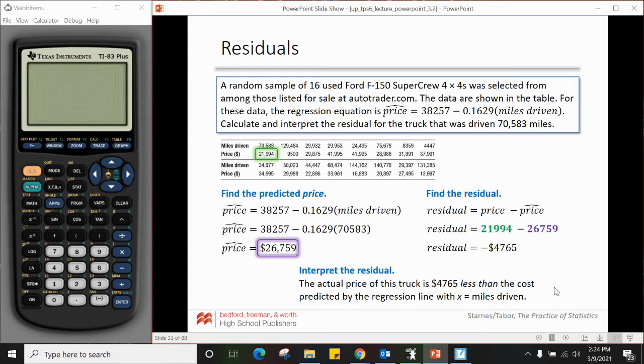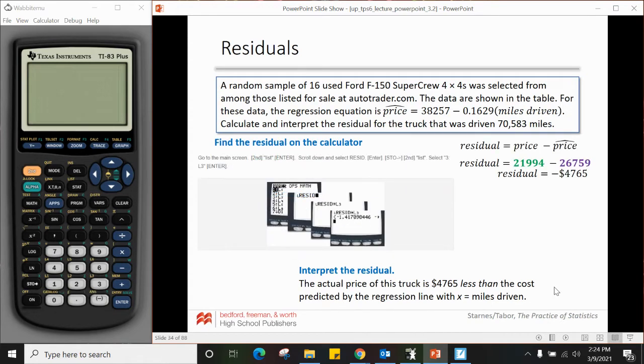There's a nice way to find these residuals on your calculator. Turn it on, and you should have your lists, L1 and L2. Now we're going to put our residuals in L3. The way to do that is to go second list, where you get L1, L2, L3. If you keep scrolling down, there's a spot that says RESID. Click that.